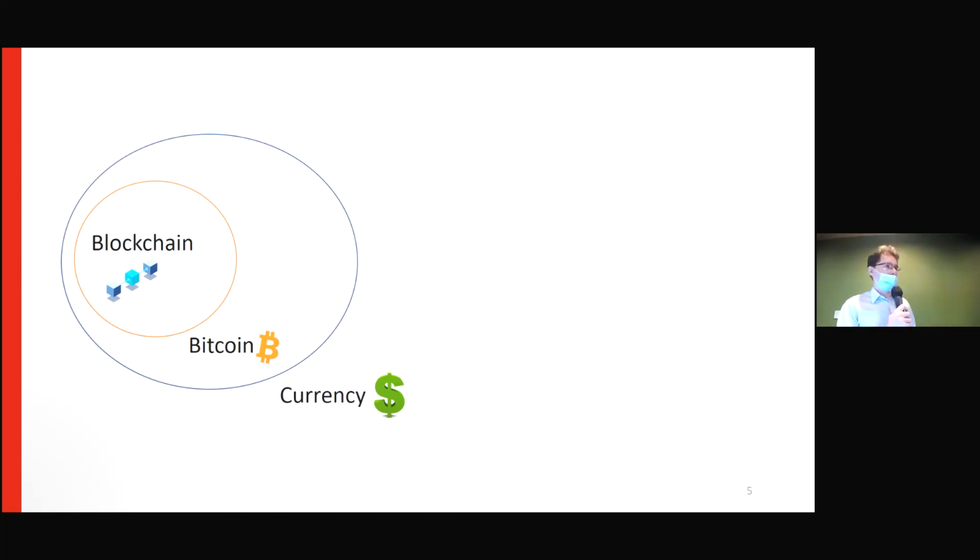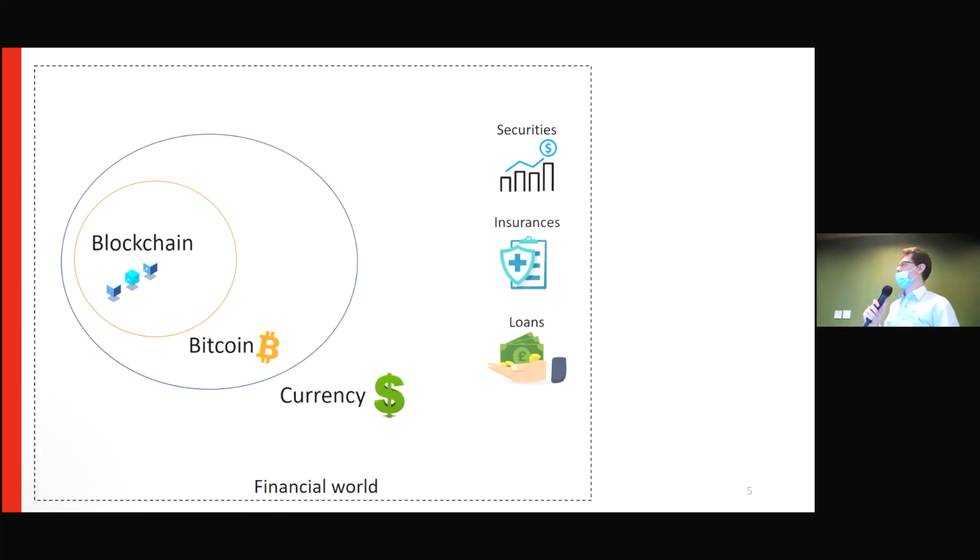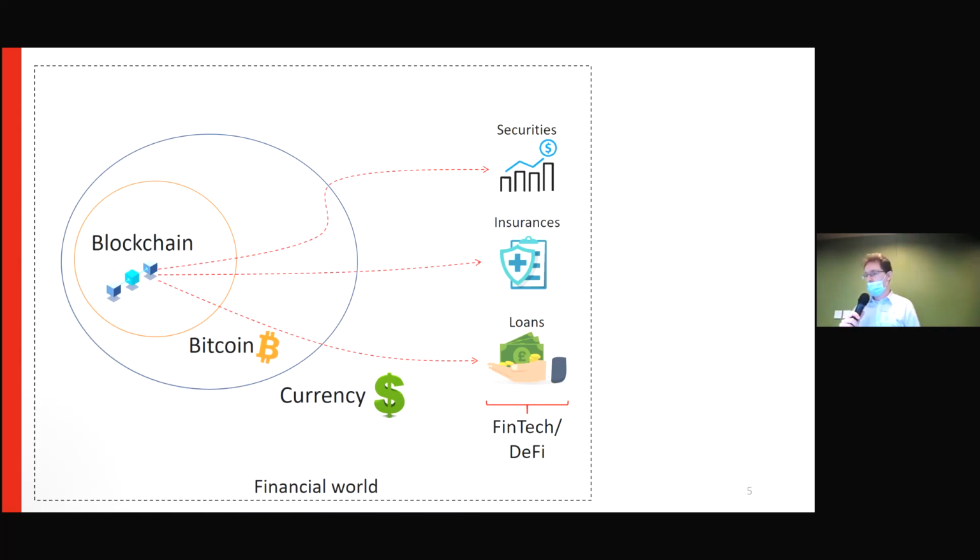Now, you guys are very familiar with the world of finance. And so if we consider the whole world of finance, we have many other products and aspects, right? Besides currencies, we have securities, insurances, loans. And really what FinTech is about is the application of technology to all those financial aspects, like insurances and loans. But one of the novel technologies that we can apply to the financial world is applying blockchain to those different areas other than currencies, where it all started with Bitcoin. And that gives rise to the term DeFi, which stands for decentralized finance, which is doing finance in a decentralized fashion by relying on the blockchain.